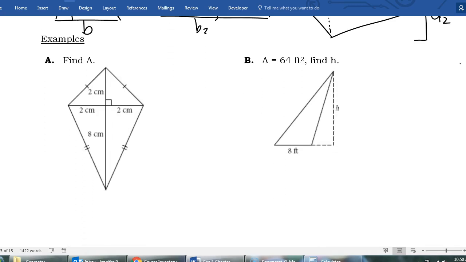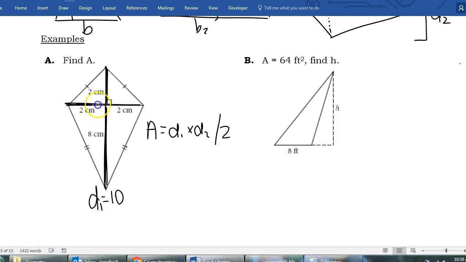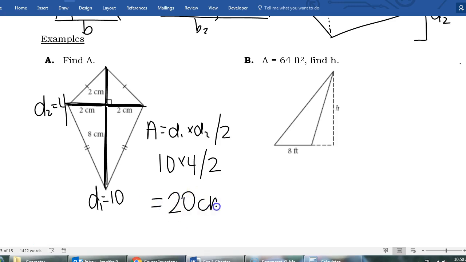So example A gives me a kite and I'm trying to find the area of that kite. The area formula for a kite is diagonal 1 times diagonal 2 divided by 2. So here's my first diagonal from the top to the bottom. That's 2 right here and 8 right here. So my total diagonal is 10. My second diagonal goes from here to here, and I have 2 on this piece and 2 on this piece, so my total diagonal is 4. So to get my area, I would take diagonal 1 times diagonal 2 divided by 2. 40 divided by 2 means I have 20 square centimeters.